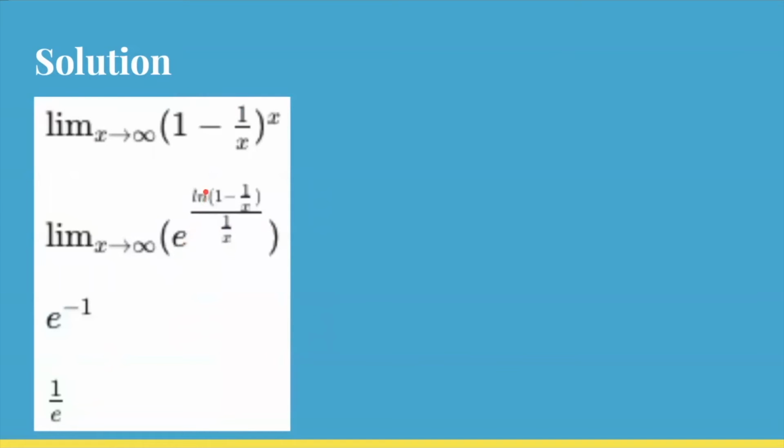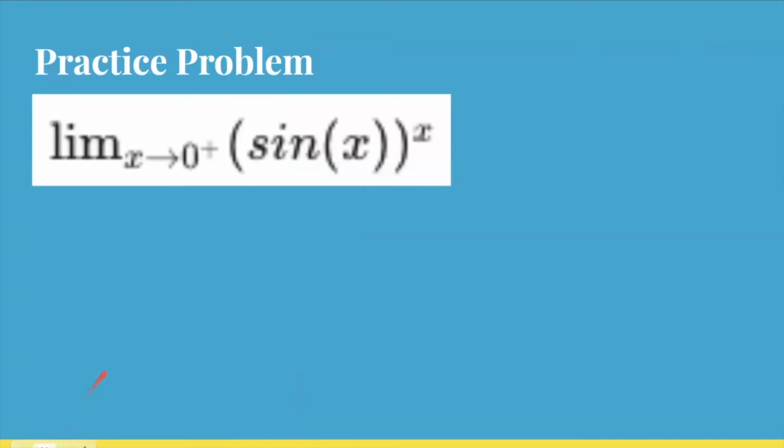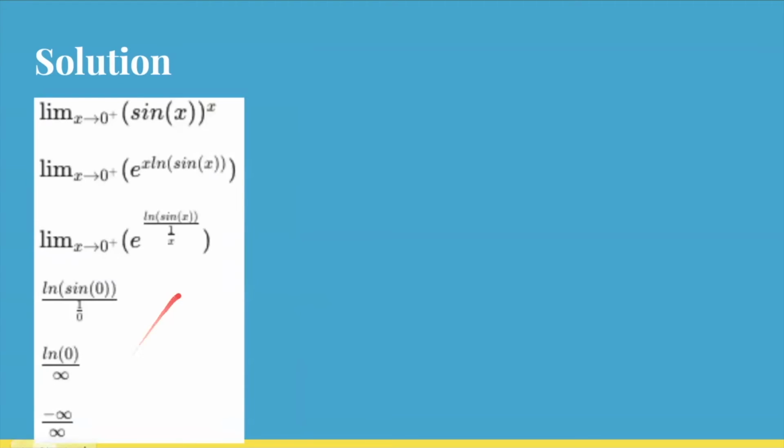All right, and now going back to our original problem, we plug in that this limit is equal to negative 1. So the final answer is 1 over e, or e to the power of negative 1. All right, and here is the third practice problem. You just take the natural log and then take e to the power of the new value.